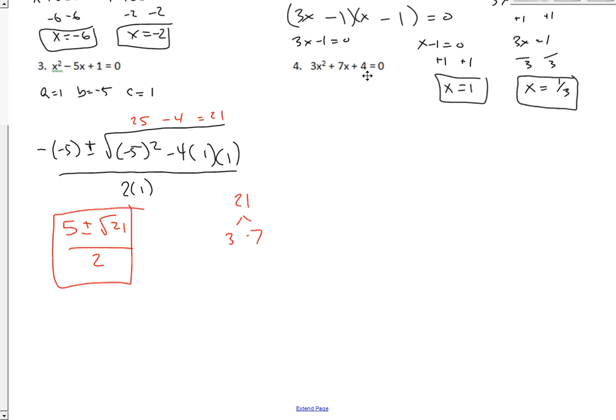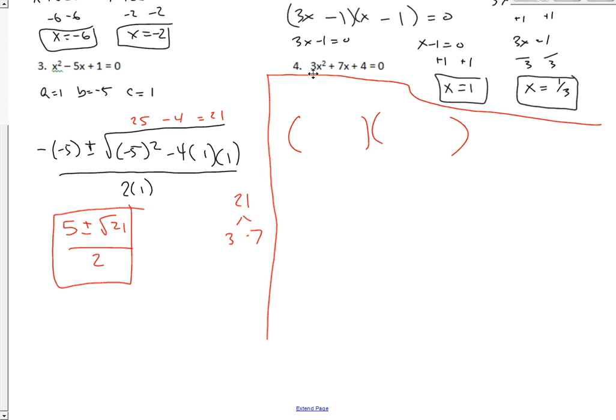Number 4, if you multiply 3 times 4 and get 12, you can come up with the factors of 7. Or you could use the quadratic formula. It's your choice. I'm going to go ahead and write out the factors. Knowing I only have a couple options for 3x squared, that's going to be 3x times x. I know 3 times 4 is 12, and the factors of 12 that add up to 7 are 4 times 3.